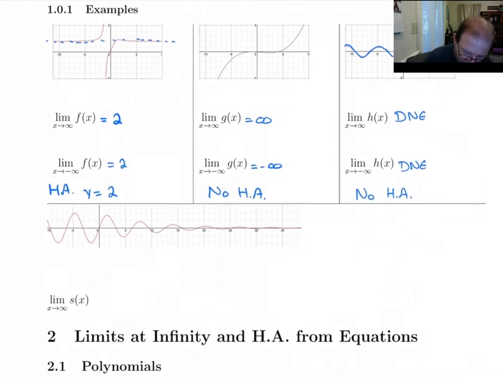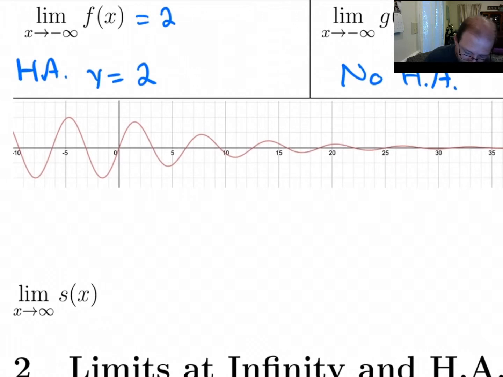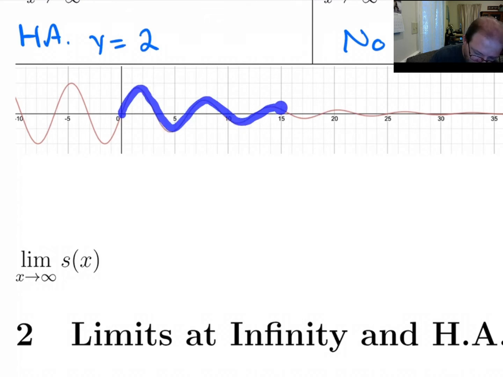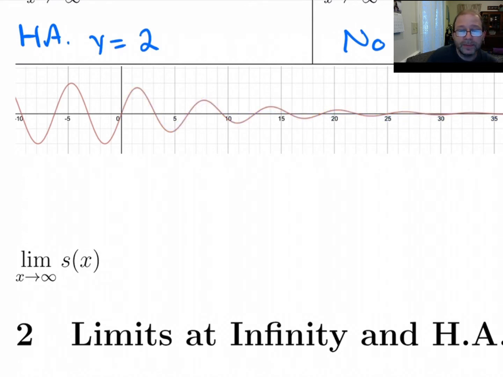Let's look at this next example down here. If you wanted to come up with this graph, it's sine x times a decaying exponential. So as x goes to positive infinity, notice as we start moving, the further out we go, it gets closer and closer to 0. So even though it crosses back and forth, we can go out farther and farther and get closer and closer to 0. So the limit as x goes to infinity of this is 0.